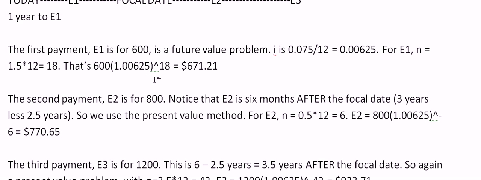So therefore we can do our usual future value problem, use the future value formula, and find that the value of $600 in 1.5 years' time is 671.21.